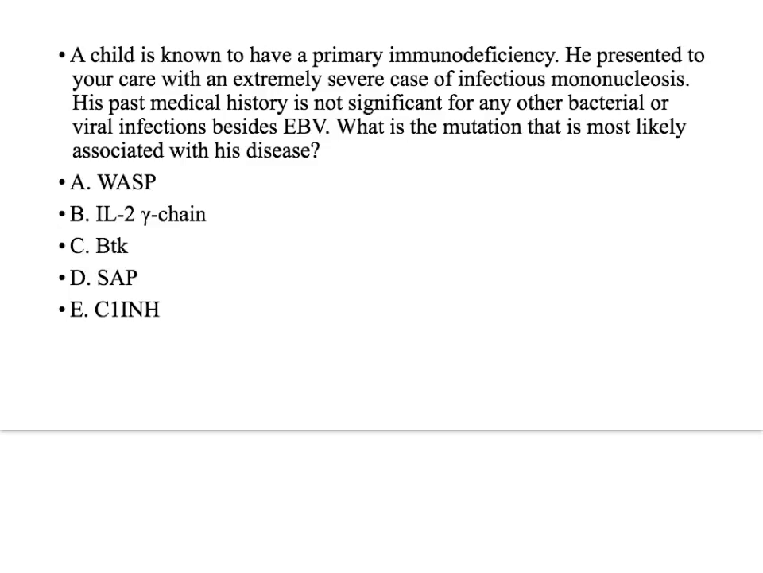It says a child is known to have a primary immunodeficiency. He presented to your care with an extremely severe case of infectious mononucleosis. His past medical history is not significant for any other bacterial or viral infections besides Epstein-Barr virus. What is the mutation that is most likely associated with this disease? So we have WASP, IL-2 gamma chain, BTK, SAP, and C1INH. You go ahead and pause it, and I'm going to show you the answer right now.